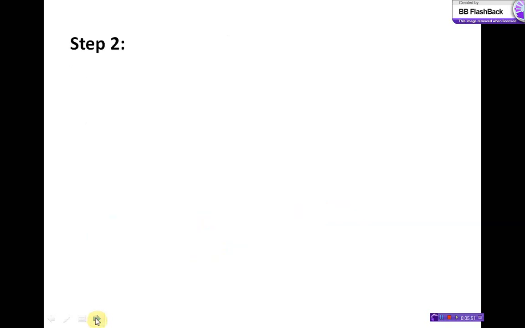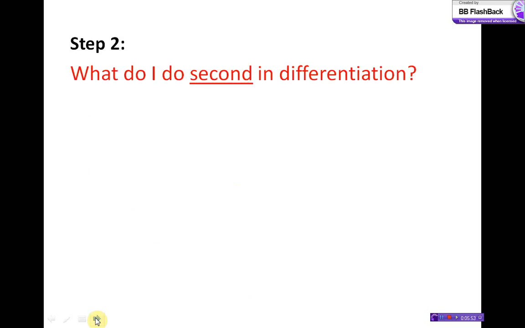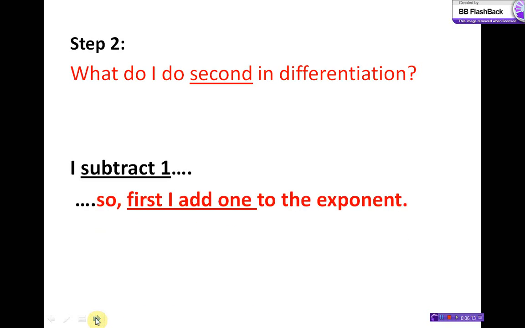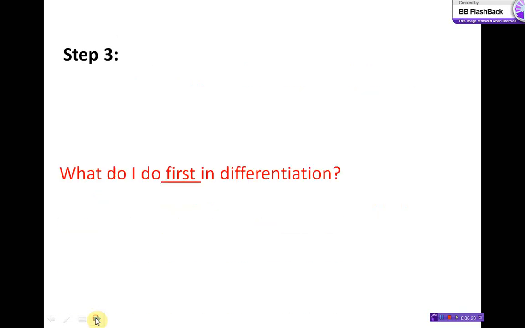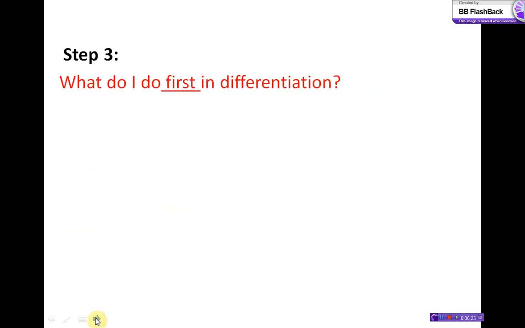Step 2 is ask yourself this question: what do I do second in differentiation when I'm doing the power rule? And the answer to that is I subtract 1. Now that's just something that most people find easy to remember. So if I subtract 1 second in differentiation, that means the first thing I do in integration is I add 1 to the exponent.